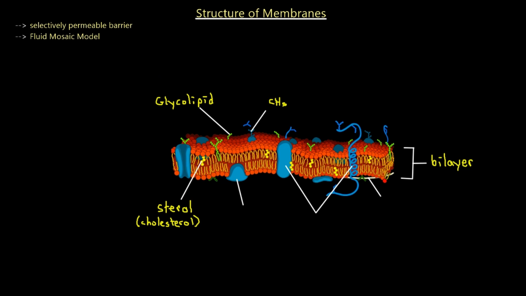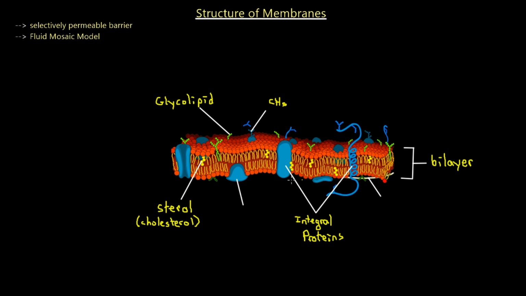Now we have two types of proteins that are embedded within the plasma membranes. One type of protein spans from the outside to the inside, the whole width of the bilayer. That would be this one and this one that I depicted, and this one as well. These are called the integral proteins. And typically these proteins are involved in the transport of nutrients.